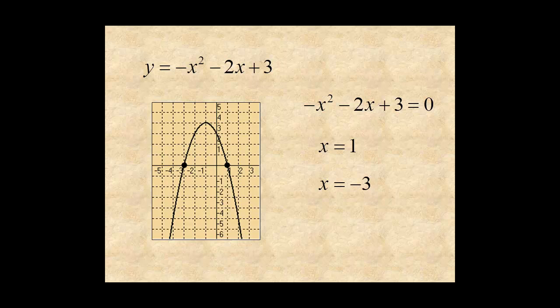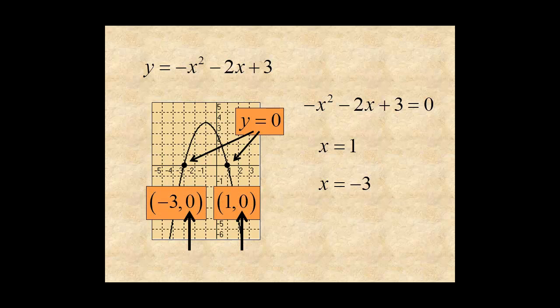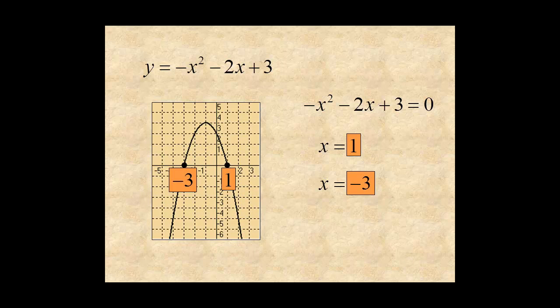It's easy to understand why this is true. A solution to the equation is a value of x that makes the expression equal to 0. Since this expression is the function, a solution is a value of x that makes the function equal to 0. And the function is equal to 0 at its x-intercepts. Notice the y-coordinates of the intercepts are 0. So the solutions and the x-intercepts are the same. And this is true of all quadratic functions.